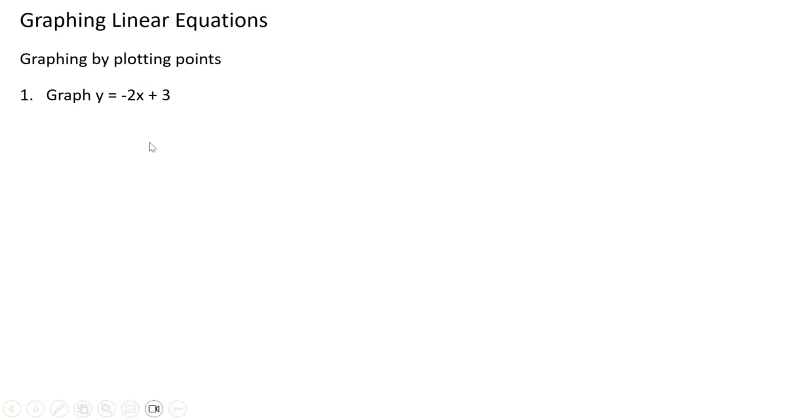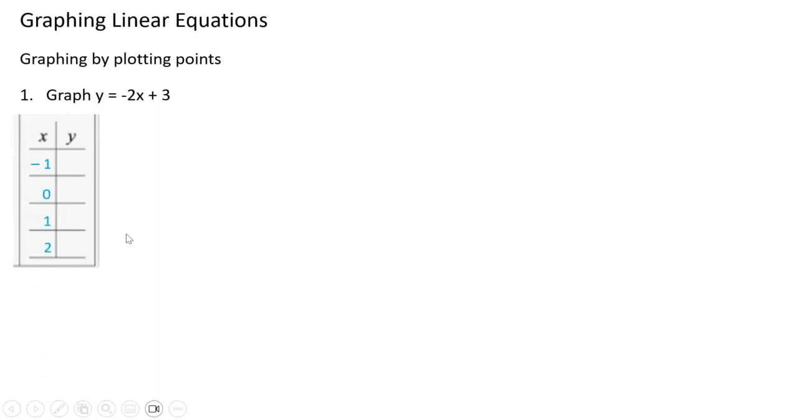Okay, graphing by plotting points. Say they give us the equation y equals negative 2x plus 3. We need to find some points, right? Plug in some points for x. It only requires 2 points, but here, guys, I use more than 2 points. I'm going to use 4 points. I'm going to use negative 1 for x, 0, 1, and 2.